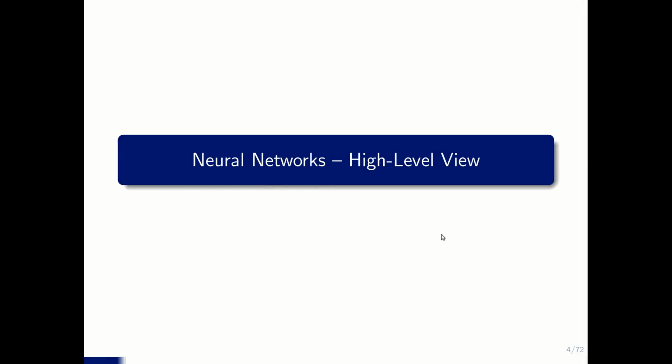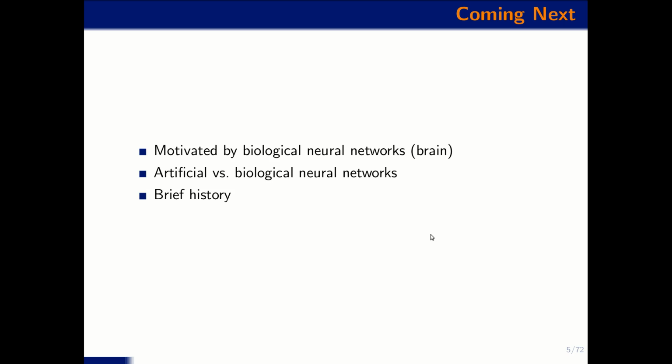Okay, let's get started with our high-level view of neural networks. So in this section, we will give the motivation of artificial neural networks, namely from biological neural networks, so neural systems and the brain. And we'll compare artificial and biological neural networks, and then I will also give a brief history of artificial neural networks.